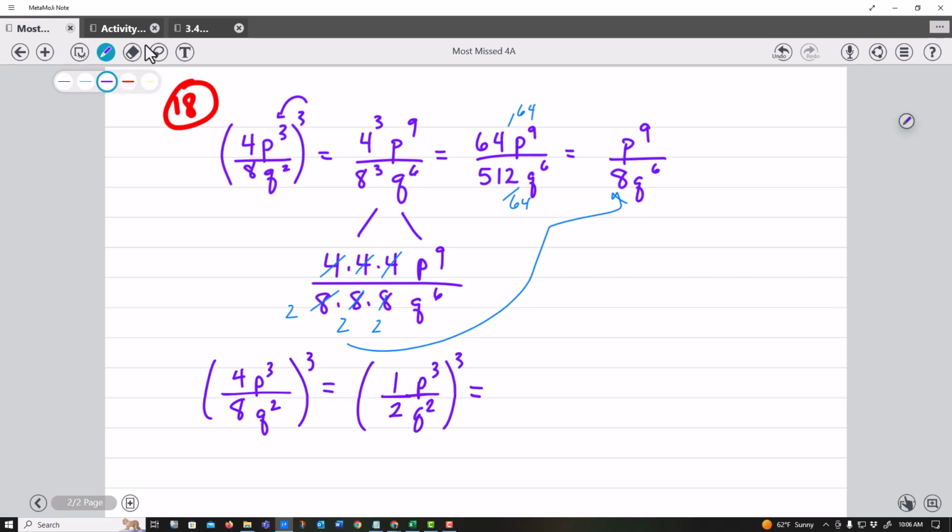And now notice that's 1 times 1 times 1, so that's just 1. That becomes p to the 9th. 2 cubed, 2 times 2 is 4, 4 times 2 is 8. And then 3 times 2 is 6.